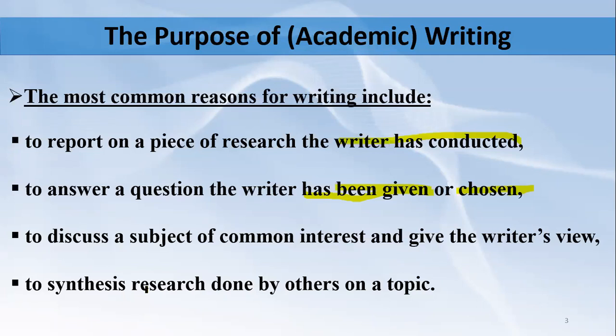We study those research papers and we write a sort of summary. We write each and every point present in those research papers, books, and study materials which is closely related to our own research topic. So these are the basic reasons due to which we have to write. And in order to write, we have to have the skills and techniques of academic writing. That is why we are discussing academic writing in this course.